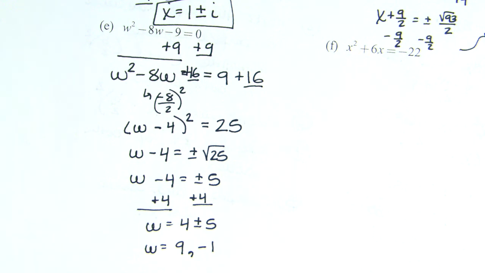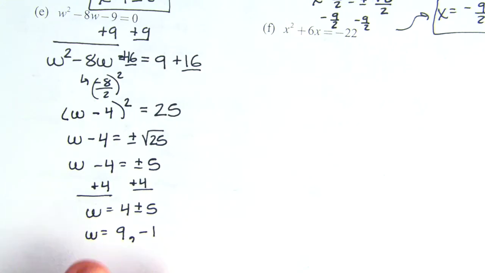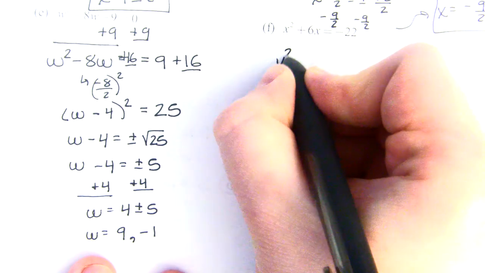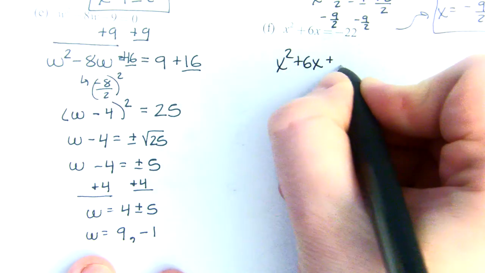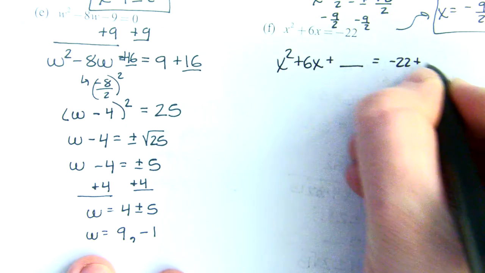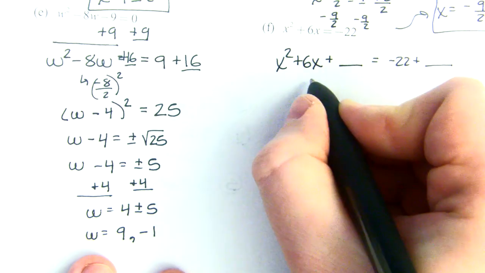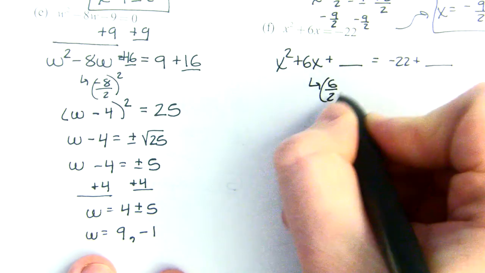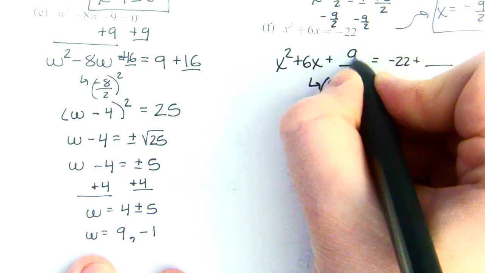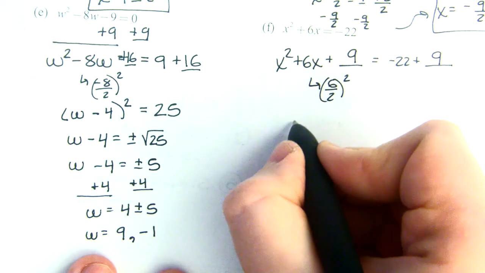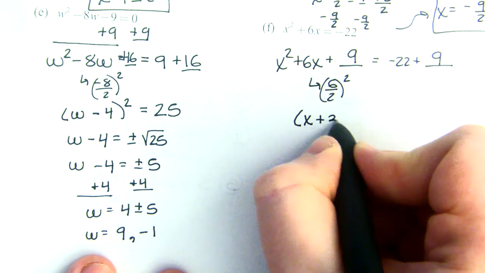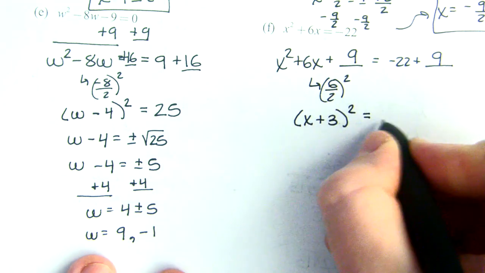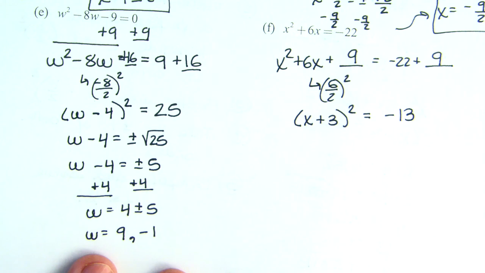One more, you go do letter F on your own right now. So, x squared plus 6x plus something equals negative 22 plus something. What am I going to add? I'm going to do half that middle number squared. That's 3 squared. That's 9 over there and 9 over there. I then need to see it factored into x plus 3 in parentheses squared equals negative 13.